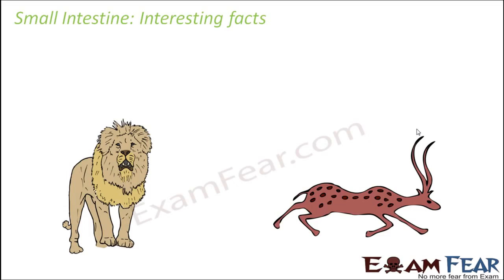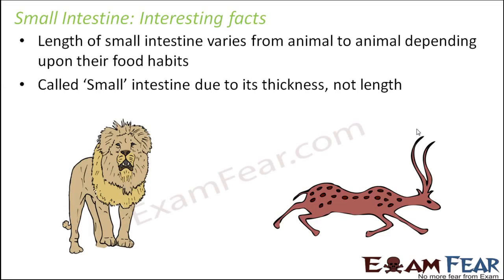Now here are some very interesting facts about the small intestine. The length of the small intestine varies from animal to animal depending upon their food habits. Interesting, right? Not all animals have a similar length of small intestine. Now you will be more amazed to know that the length of the small intestine in carnivores like a lion is smaller than that of herbivores like a deer.